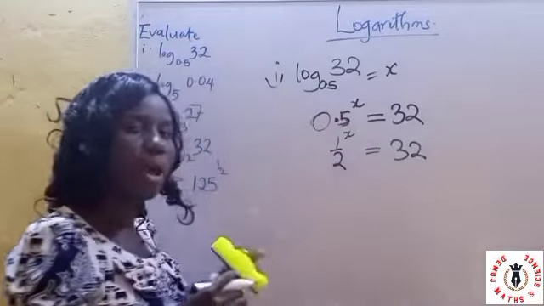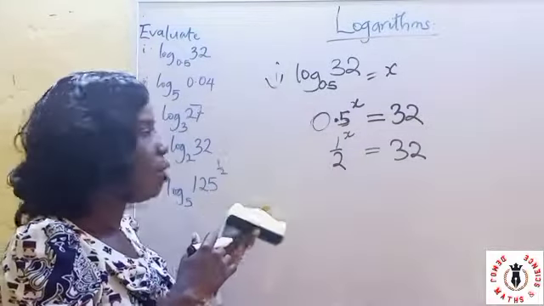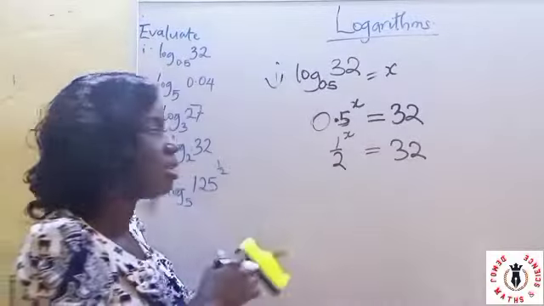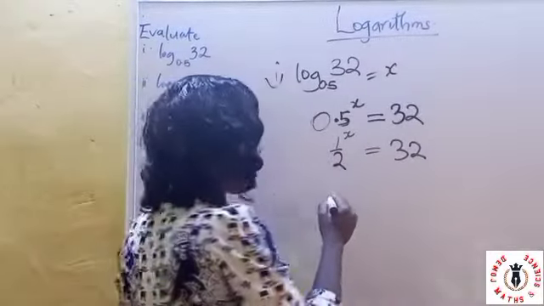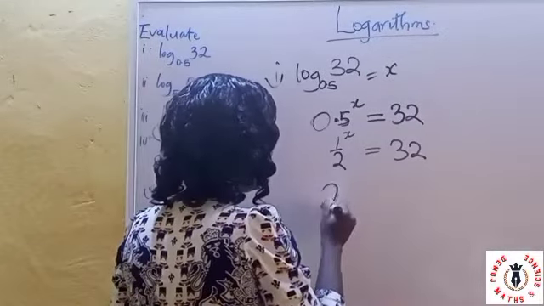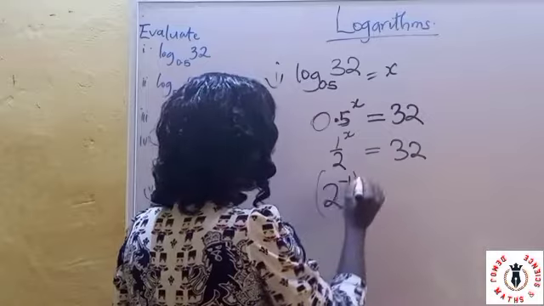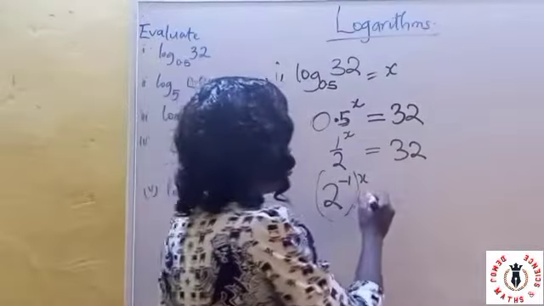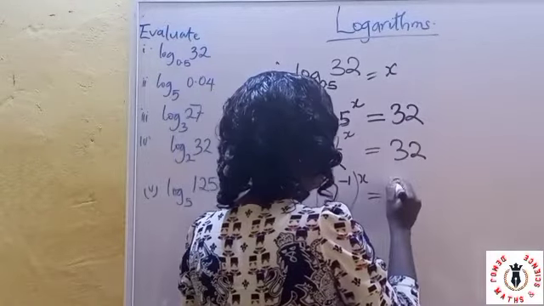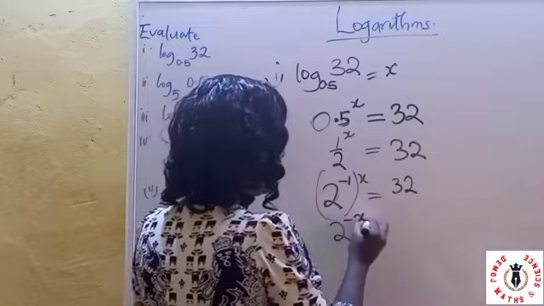Remember, in our laws of indices, we say that when we have a fraction like this, we can rewrite it as 2 raised to the power of minus 1, multiplied by the X. So we have 32 is still equal to 32. But this further can be this.